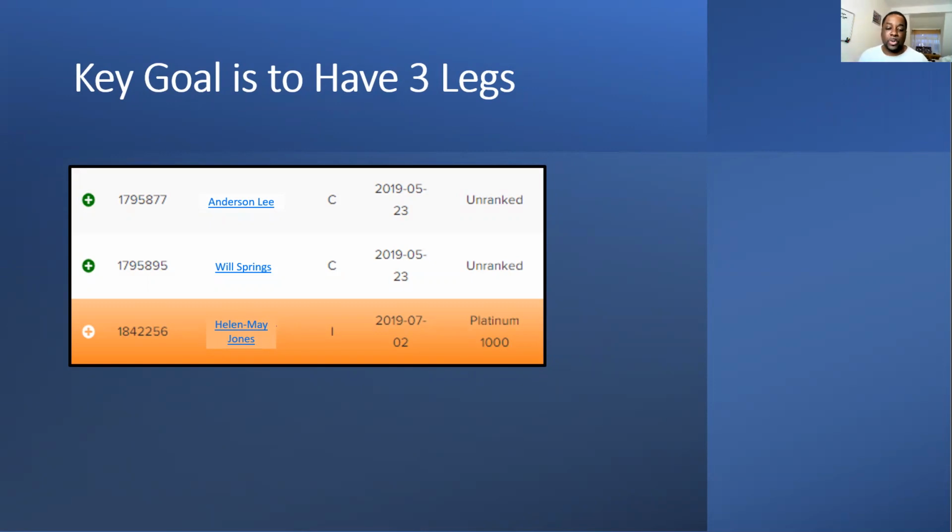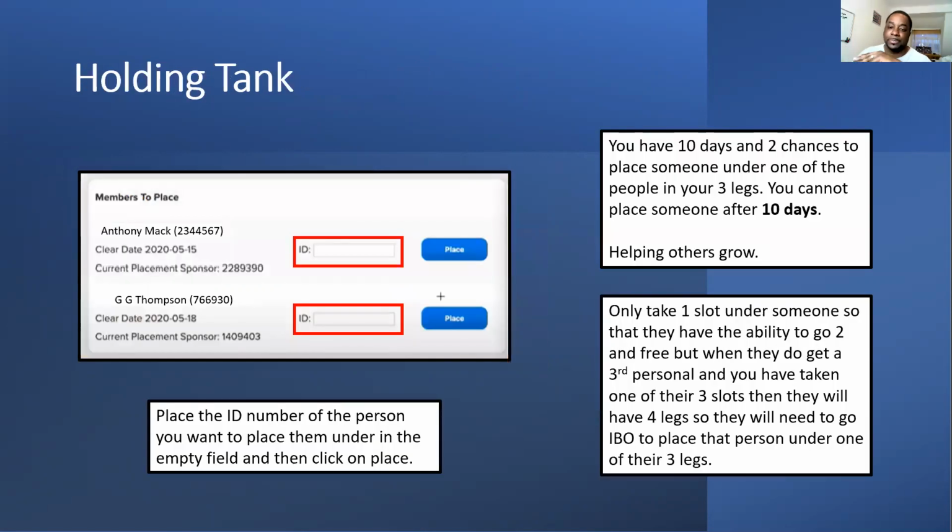Now, when you sign up people, you're going to have a holding tank. Okay. You're going to have a holding tank. Now, the holding tank is where you've got 10 days to place these 2 people or whatever people you got under someone else. If you don't place them within the 10 days, you get an extra leg. Okay? So you've got to be strategic about what you're doing and how you're doing it. Okay? You can't be going, "Okay, I missed the 10 days. Let me call IM support." They ain't going to do anything. Okay? I've seen people try it and so forth.